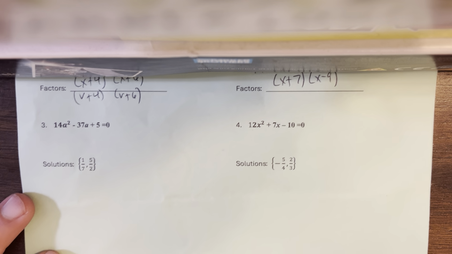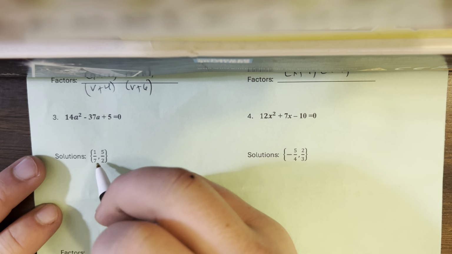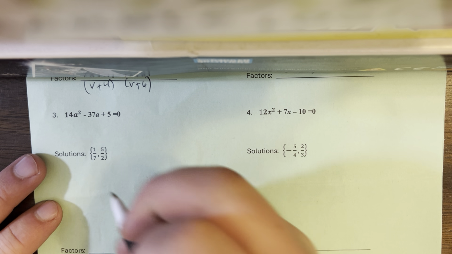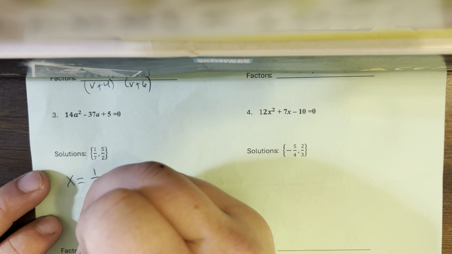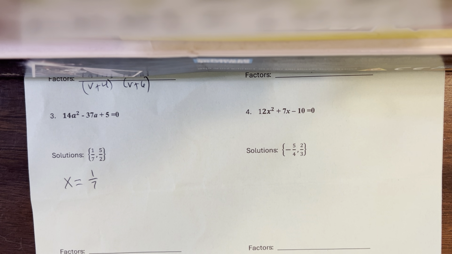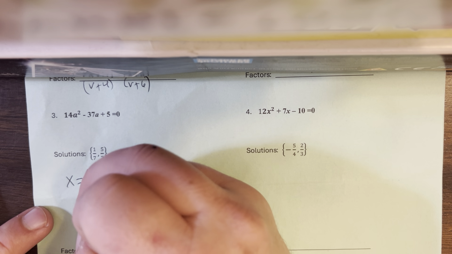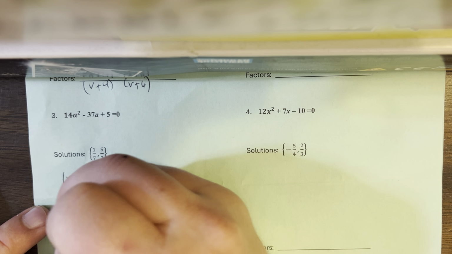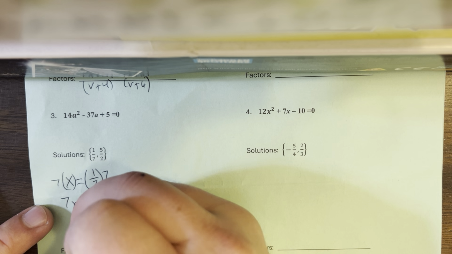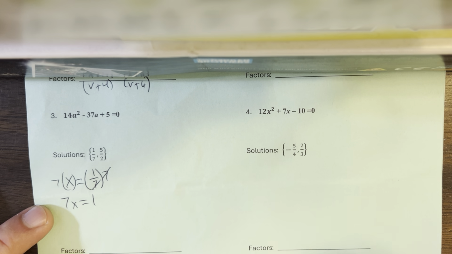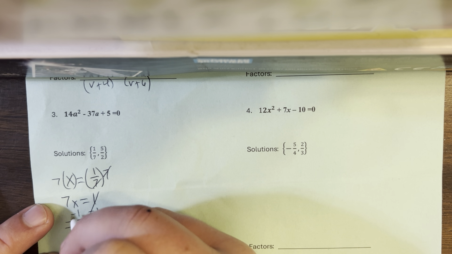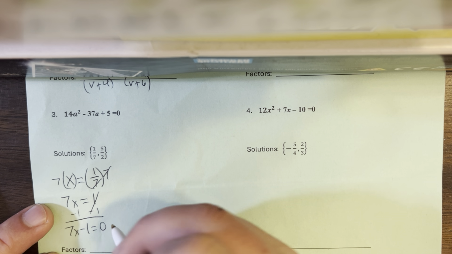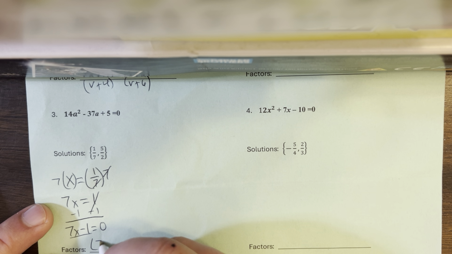All right, number 3. This one's a little bit more complicated because it has fractions, but we'll do the same process. We'll put x is equal to 1/7. Anytime you have a fraction, to get rid of it, you'll multiply by the denominator. So we're going to multiply both sides by the denominator of 7. So we get 7x is equal to, the 7's cancel out, and you're just left with 1. And then we'll subtract 1 over to the other side. So 7x minus 1 is equal to 0. So that's one of the factors right there, 7x minus 1.